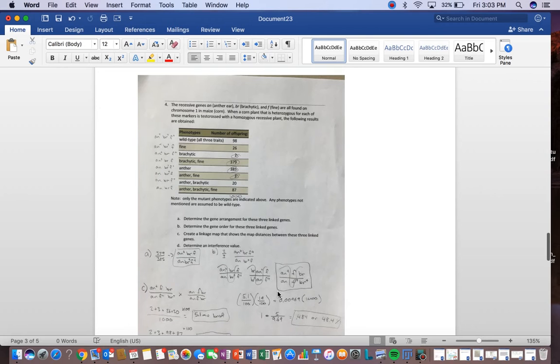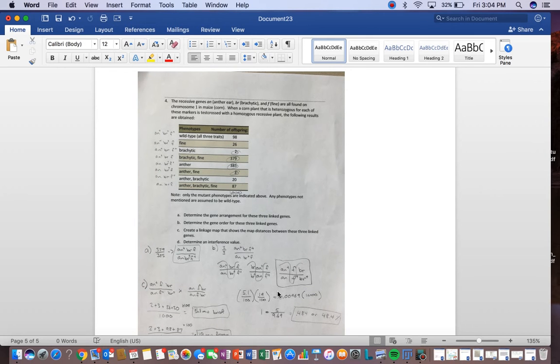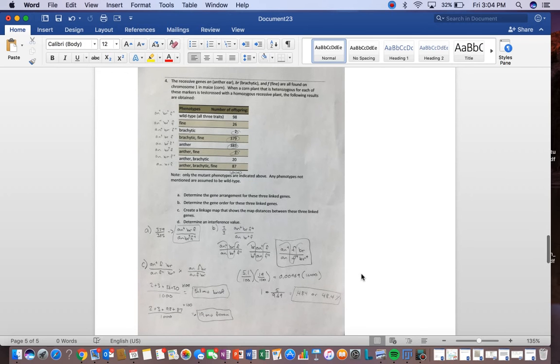So, okay. And then on to number 4, it's just like all the other questions we've done, but it explains what the recessive genes are, and then it gives us the test cross information as shown. Okay, so then for part A, we determine the gene arrangement for these 3 linked genes. Okay, so that's pretty much just the same thing. We're looking for the parent arrangement, so we take the 2 highest numbers, 379 and 385, and find those phenotypes respectively, and we get what is shown right here.